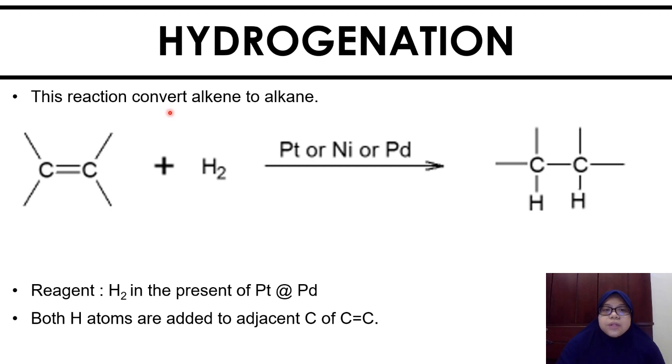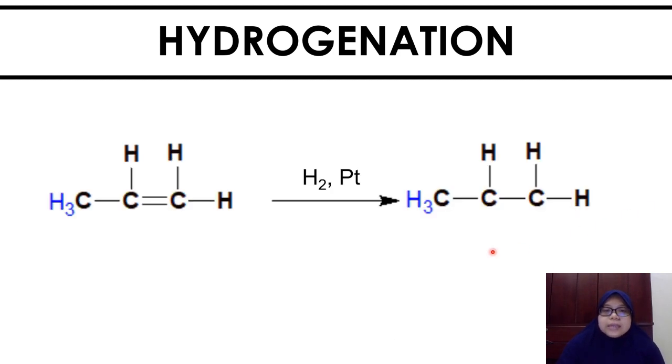We look at the last reaction, which is hydrogenation. So this reaction will convert alkene to alkane. So this is an alkane. The reagent used here is hydrogen in the presence of platinum or palladium, which acts as a catalyst. So both hydrogen atoms are added to the adjacent carbons of the carbon-carbon double bond. So we look at this example. We have alkene react with hydrogen in the presence of platinum. So both hydrogens will be added to these carbons, forming an alkane.